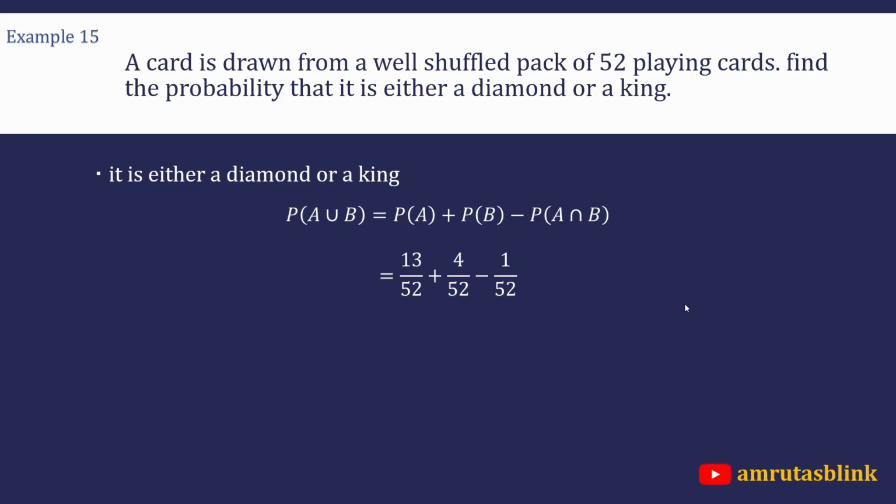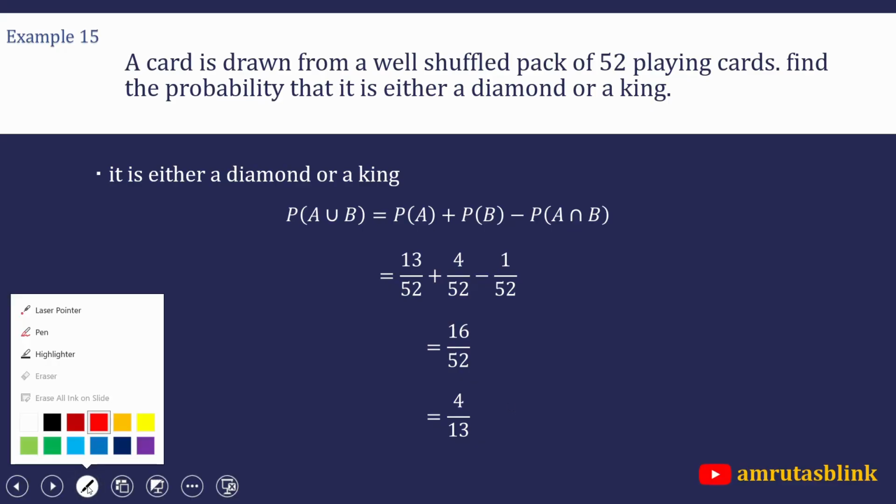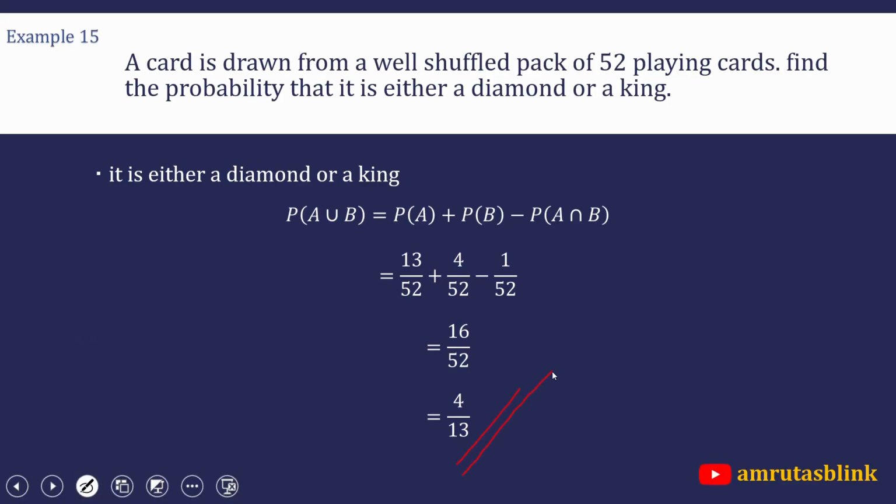Now 13 plus 4 minus 1 is equal to 16 by 52, and as now 16 by 52 is your final answer, you can convert it to the simplest fraction, that is 4 upon 13. Hence probability that it is either a diamond or a king is 4 by 13. So 4 by 13 is your final answer.